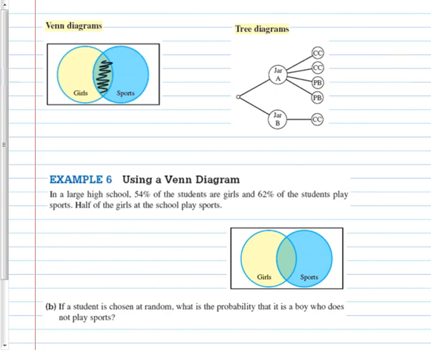Now, this box represents my whole group. So what would this region outside of the yellow circle represent? Boys. Outside of the yellow circle and the blue circle, boys who do not play sports. Right. And then the box represents everybody in the group. Venn diagrams, sometimes we use those.